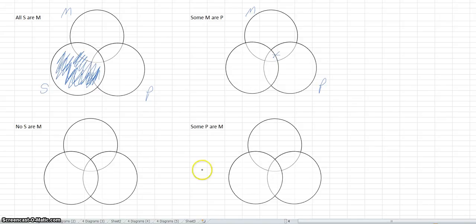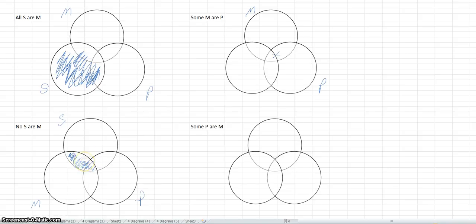Okay, so let's look at 2 premises. We're going to go down here to the bottom. We're going to look at no S are M and some P are M. Just for clarity, I want to diagram this. The first thing we're going to do is diagram no S are M. Dealing only with the S and the M, no S are M means that we shade this football. Now, over here we would look at it and say, okay, some P are M.